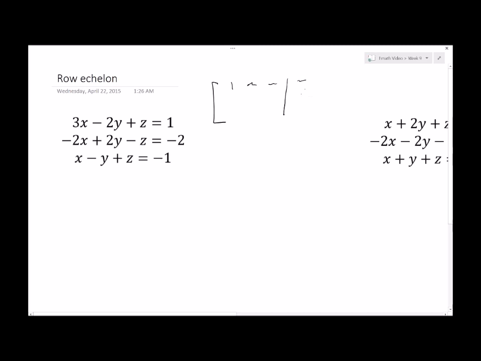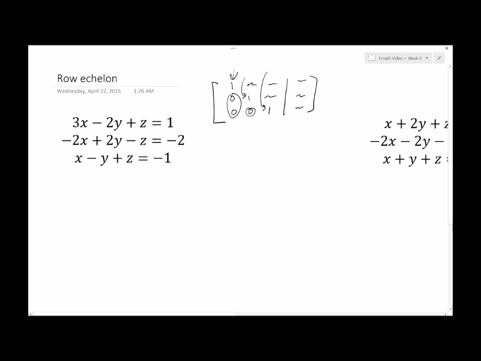So what row echelon means is that the first number in every row is a 1. So what we want is to get it in this format. It doesn't matter what these squigglies are. All we want is to make sure that the first one in each row is a number 1, just like these three are. And everything underneath it has to be a 0. So these have to be 0 and this has to be 0.